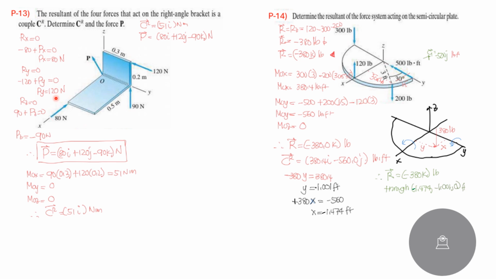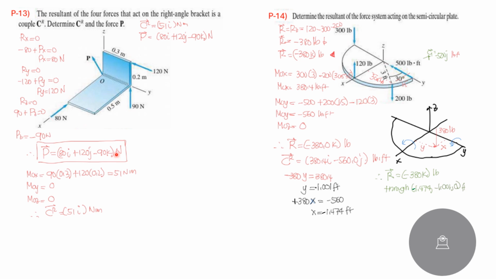Summation of forces along z equals Rz, and Rz is also 0. So we have positive 90, then plus the z component of P equals 0. So P sub z equals negative 90. Therefore, the force P in vector form, that's boldface, is 80i plus 120j minus 90k newtons.